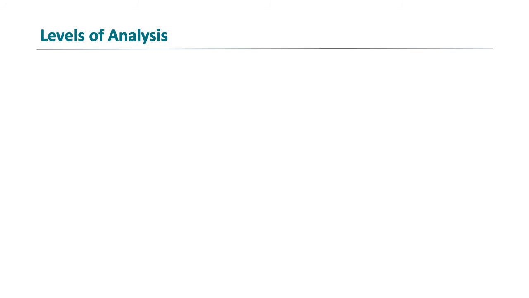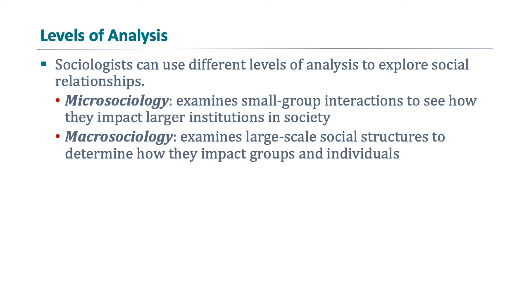So hopefully my examples of coffee and unemployment have helped you to understand the sociological imagination just a little bit better. Before I end this lecture, I want to talk about levels of analysis, which I will also bring up in next week's lecture. Sociologists can use different levels of analysis to explore social relationships. In many ways, personal troubles and public issues are very similar to micro and macro sociology.